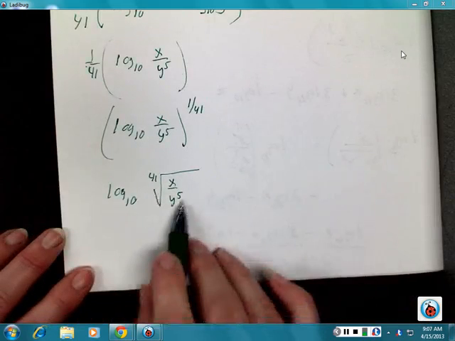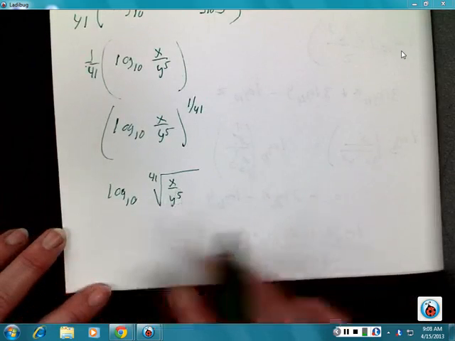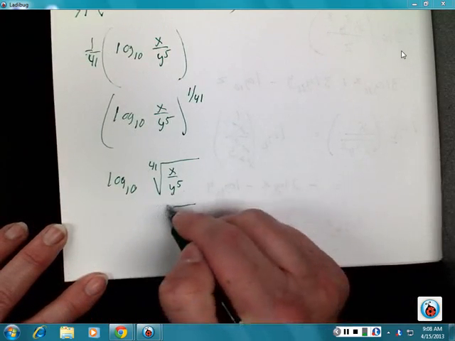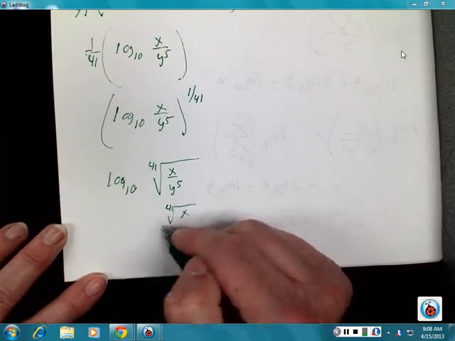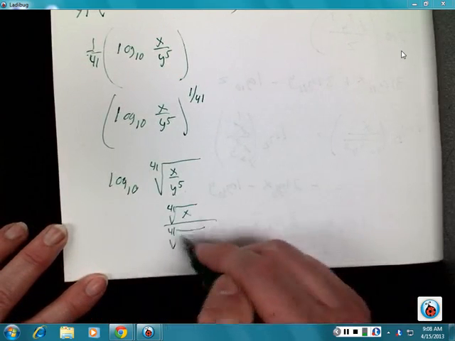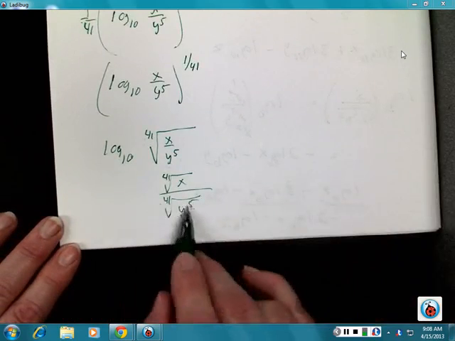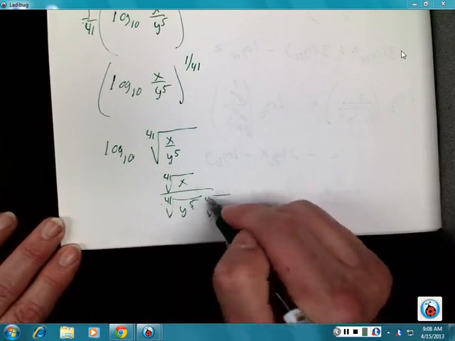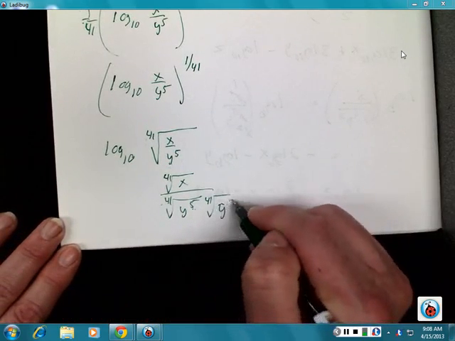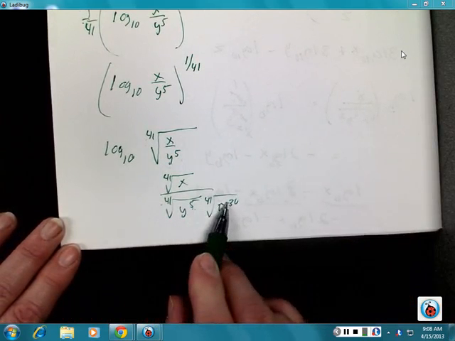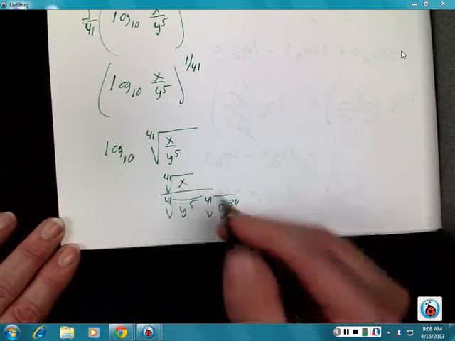But I have to get rid of this denominator because I want to rationalize my denominator. So 41x and the 41st root of y to the 5th. So that means in order to get 41 right here, I need the 41st power of y to the 36th power, because 5 plus 36, that's 41.